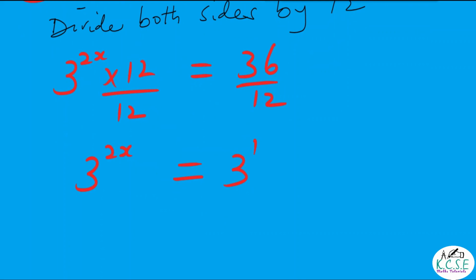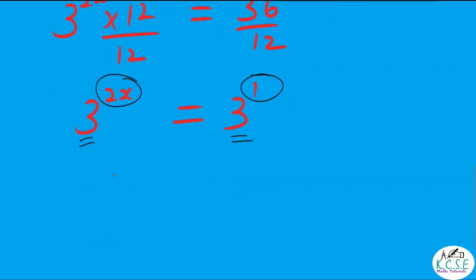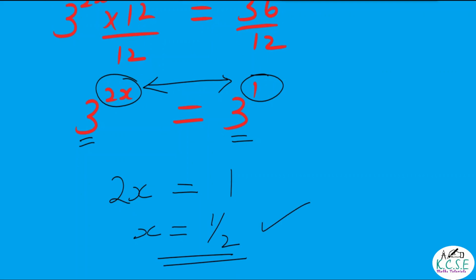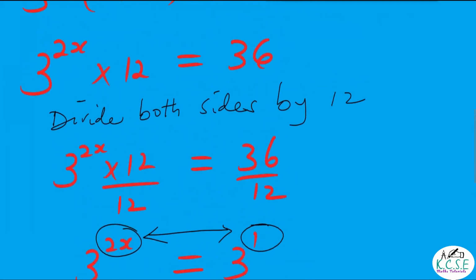Now at this stage you're almost through. You can see the base is the same. So what we do to obtain the value of x, since the base is the same, we just pick the powers. So when you pick the powers, you realize that 2x equals 1. Just take these, and from these, x, divide both sides by 2, you get x is a half. So that is how we're supposed to work out that question.